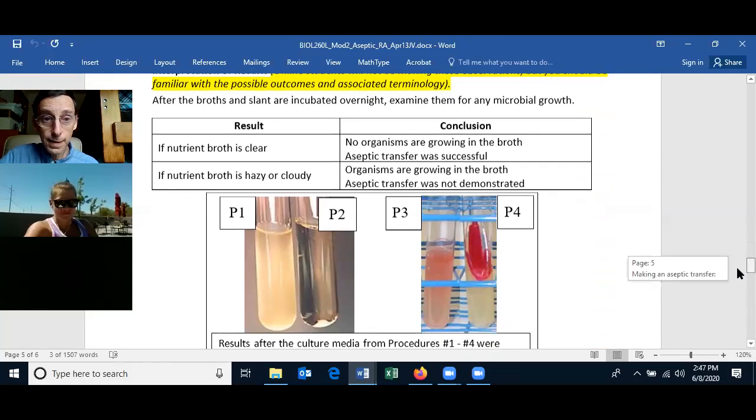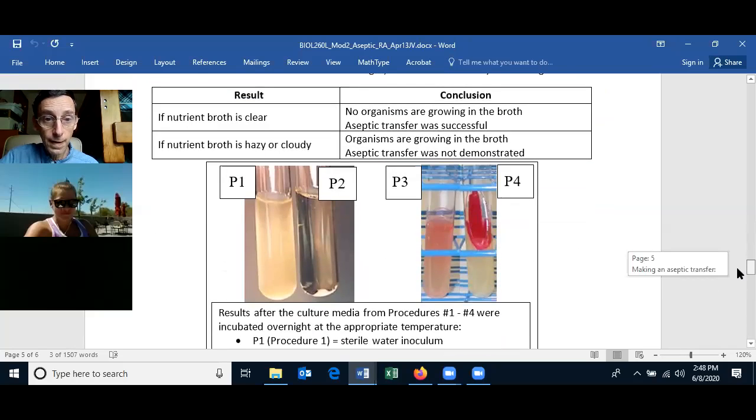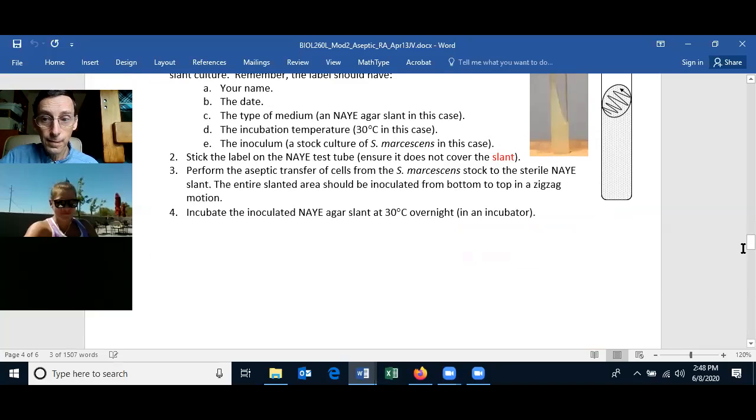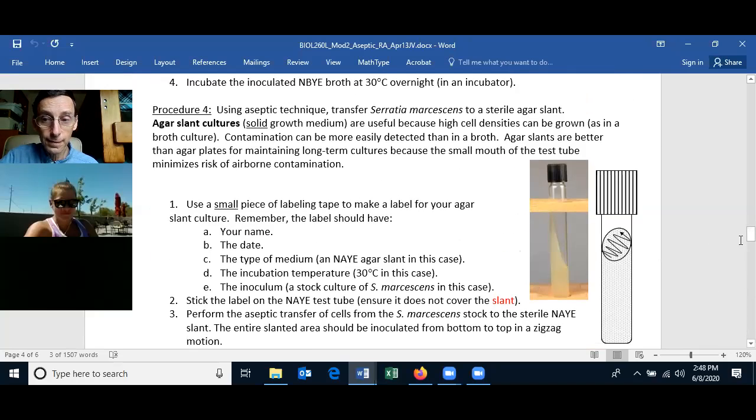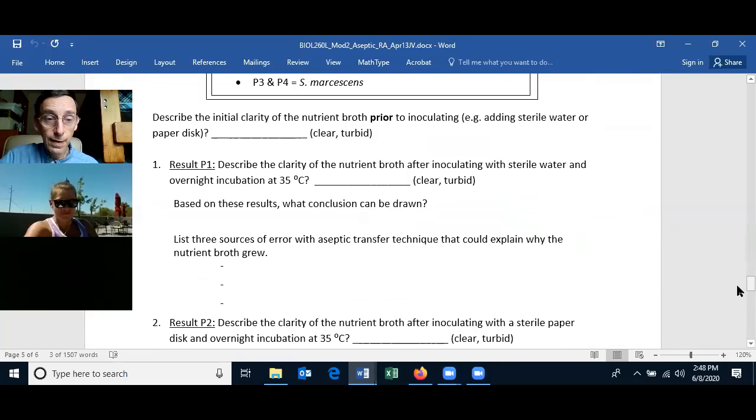When you're done with those procedures, you will see the results. Those results are given to you in this lab module 2. Here you're seeing P1 and P2, and P3 and P4. P4, of course, is the last procedure, inoculating the slant. If you have any questions as to what is what, just ask me. Read through the results, and then answer the questions.